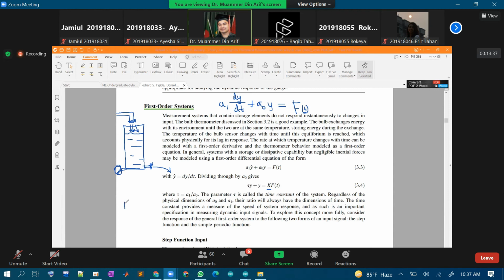Because pressure in a fluid is equal to rho g h. That depends on the height or depth. So it is maximum at the bottom, and that's where I should measure the pressure. So this is a static system that will be represented by a zero order. Only this much will do.